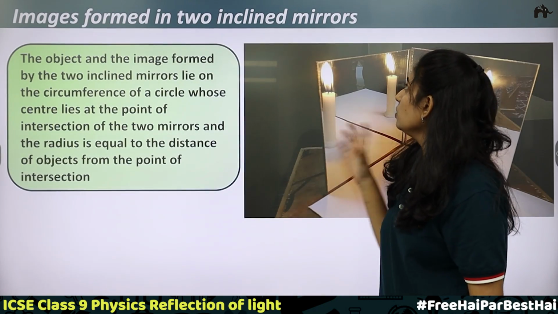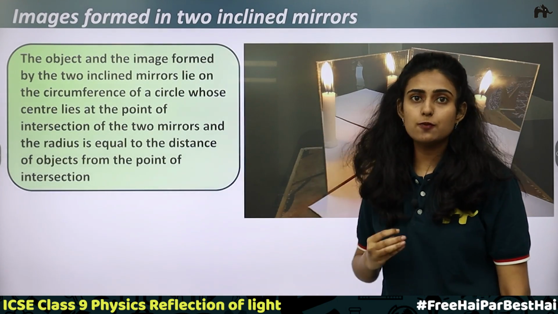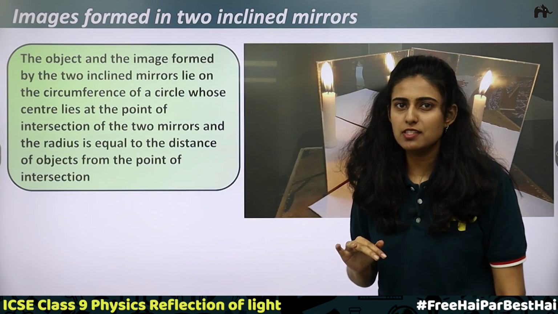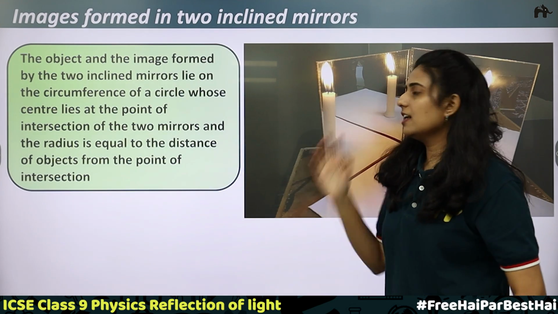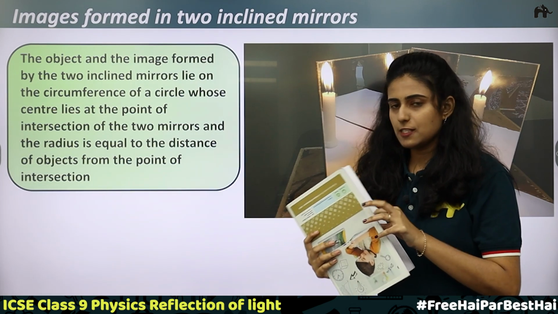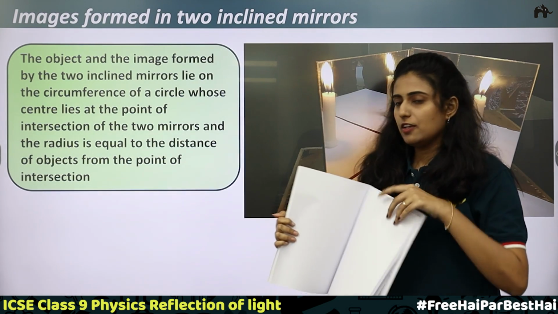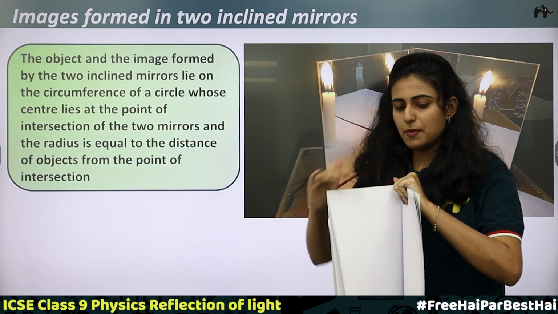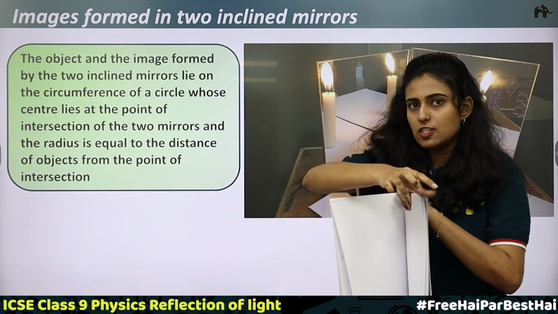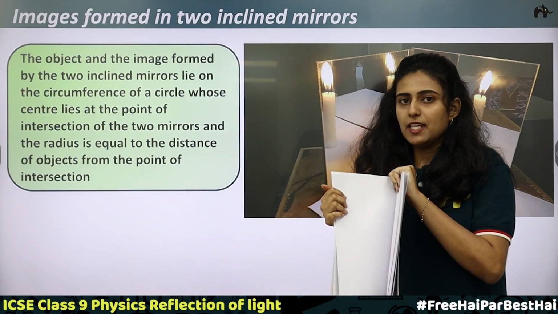Image is formed in two inclined mirrors. We know how image is formed in a case of mirror. If you have inclined mirror, what does inclination mean? Let us take the case of a book. Here I am opening this book. You can see two parts. This is the first part, this is the second part. Consider that this is the first mirror and this is your second mirror. I can place this in any way.